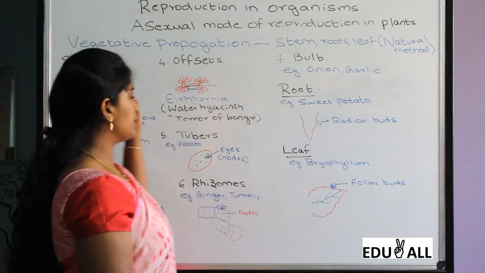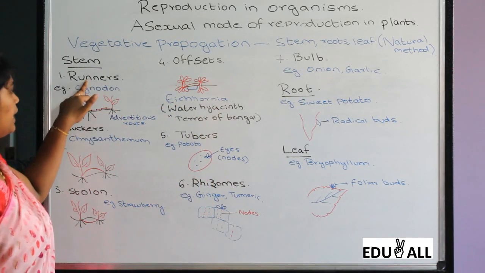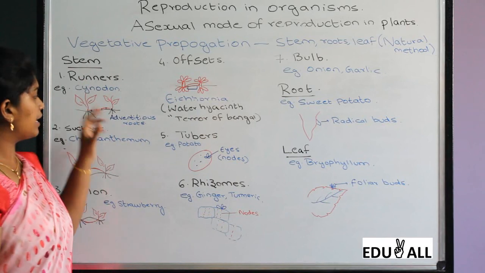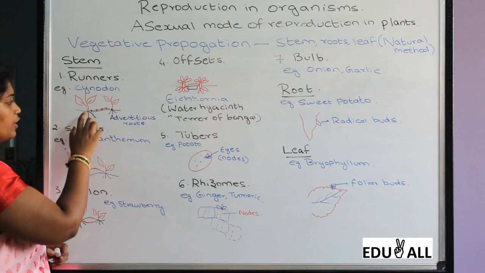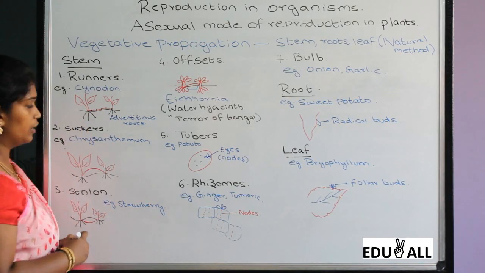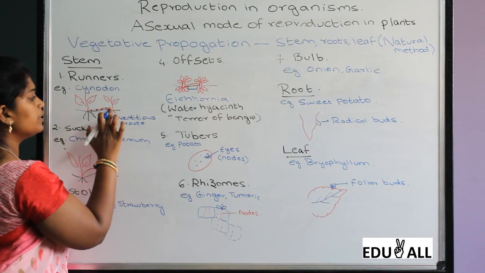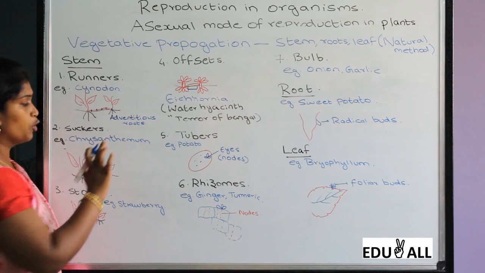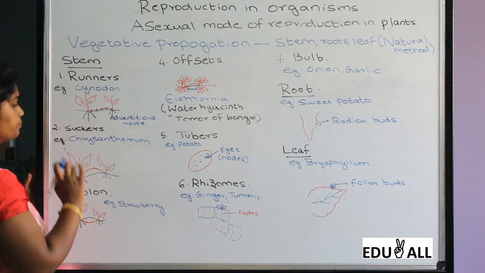Let us take stem as a vegetative propagator and see how it gives rise to a new plant. Taking runners, the example is Cynodon. In Cynodon, the branch of the plant body grows horizontal to the ground level and consists of many nodes and internodes. When a node comes in contact with damp soil, it gives rise to a new plant and produces adventitious roots.